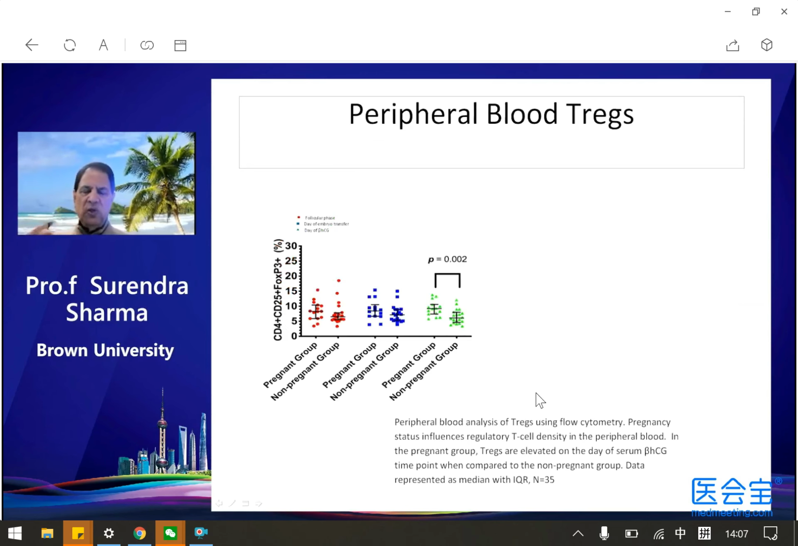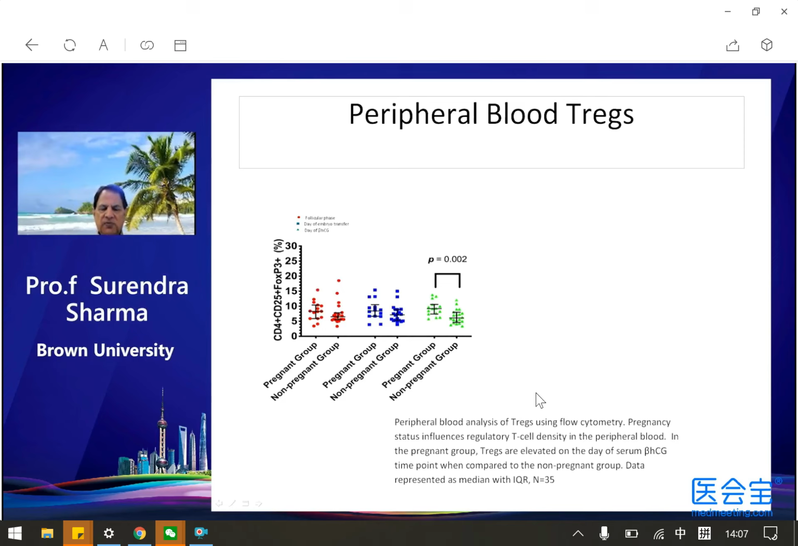So we also looked at, in the same samples, peripheral blood regulatory T cells, and again we are comparing samples from follicular phase, day of embryo transfer, and then beta HCG detection. Again we can see regulatory T cell number also increases in the pregnant group at the time of beta HCG detection.